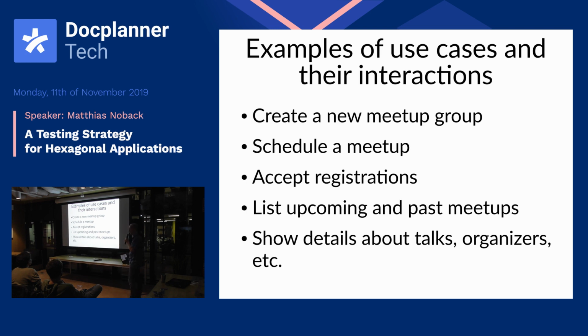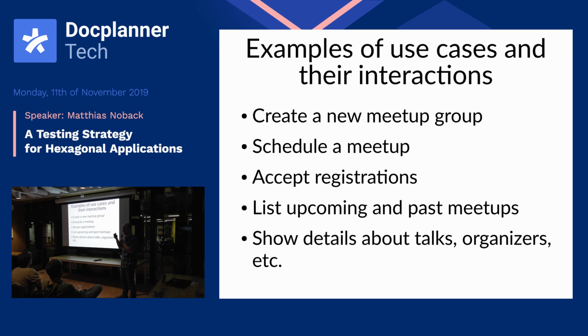So an example of how you would separate these things like domain and infrastructure, these are use cases for a meetup application, where you create a group for meetups. Then you start scheduling a particular meetup, like tonight's meetup. Then you accept registrations, or RSVPs as they might call it. You may want to see the upcoming and the past meetups. You want to browse through the history and make plans for joining potential upcoming meetups. You want to then look at the details of the talk and the organizers and the speakers, and all of that is to be considered use cases.